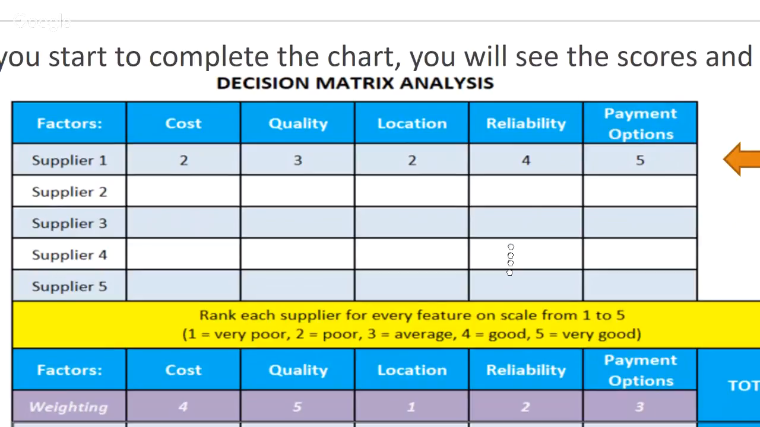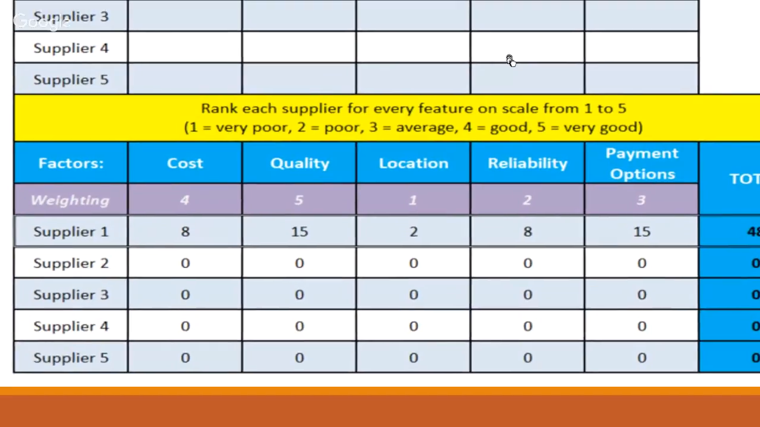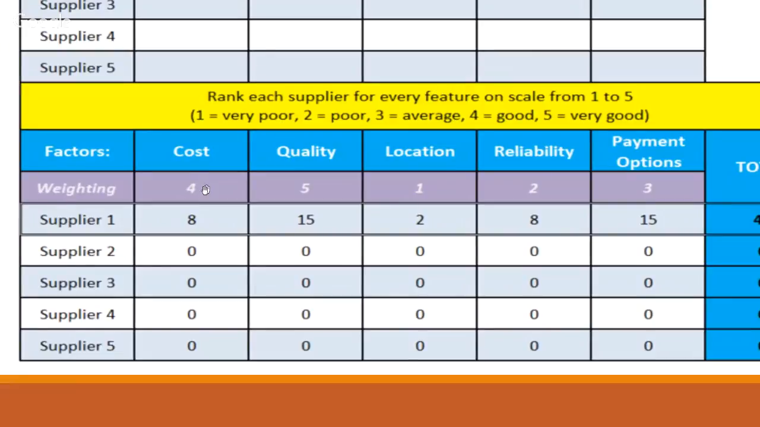So what else have we got? Let's have a look. The weighting. Okay, and this is what I've got my weighting as. The cost, I see that as important. Quality, very important. Location, it's not critical, therefore I've got that as 1. Reliability, 2, it's less important than some of the others. Okay, payment options, 3, that's neither here nor there. So the main ones for me are quality and cost. I could have switched reliability to 3 and 2.